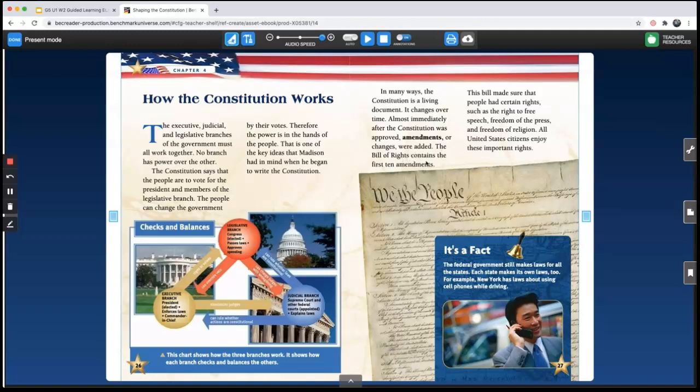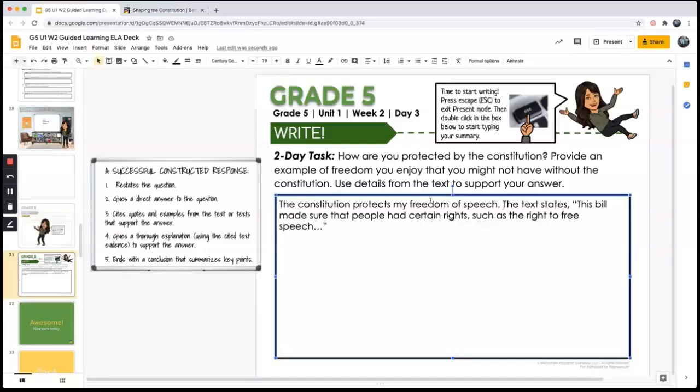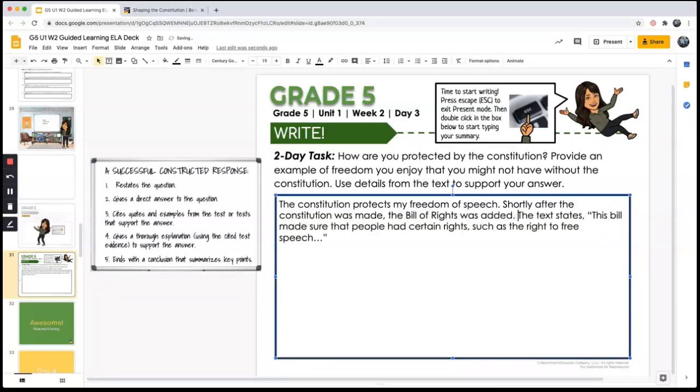that the Bill of Rights was added to the Constitution and included the first 10 amendments. So shortly after the Constitution was added. Now I'm going to edit this a little bit because I notice it's very similar to the text and I want to put it in my own words. So I'm going to write, the Bill of Rights was added to the Constitution shortly after it was made.